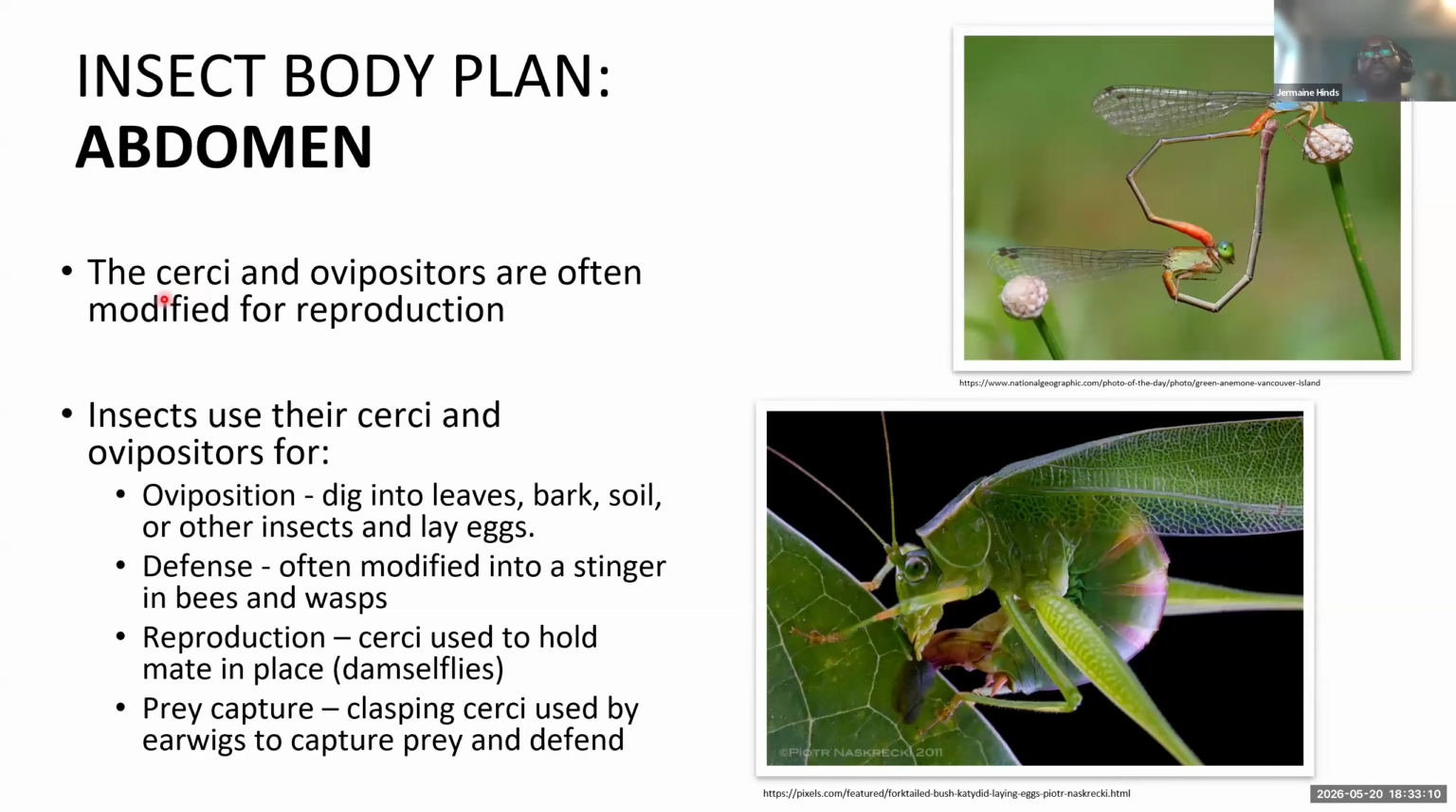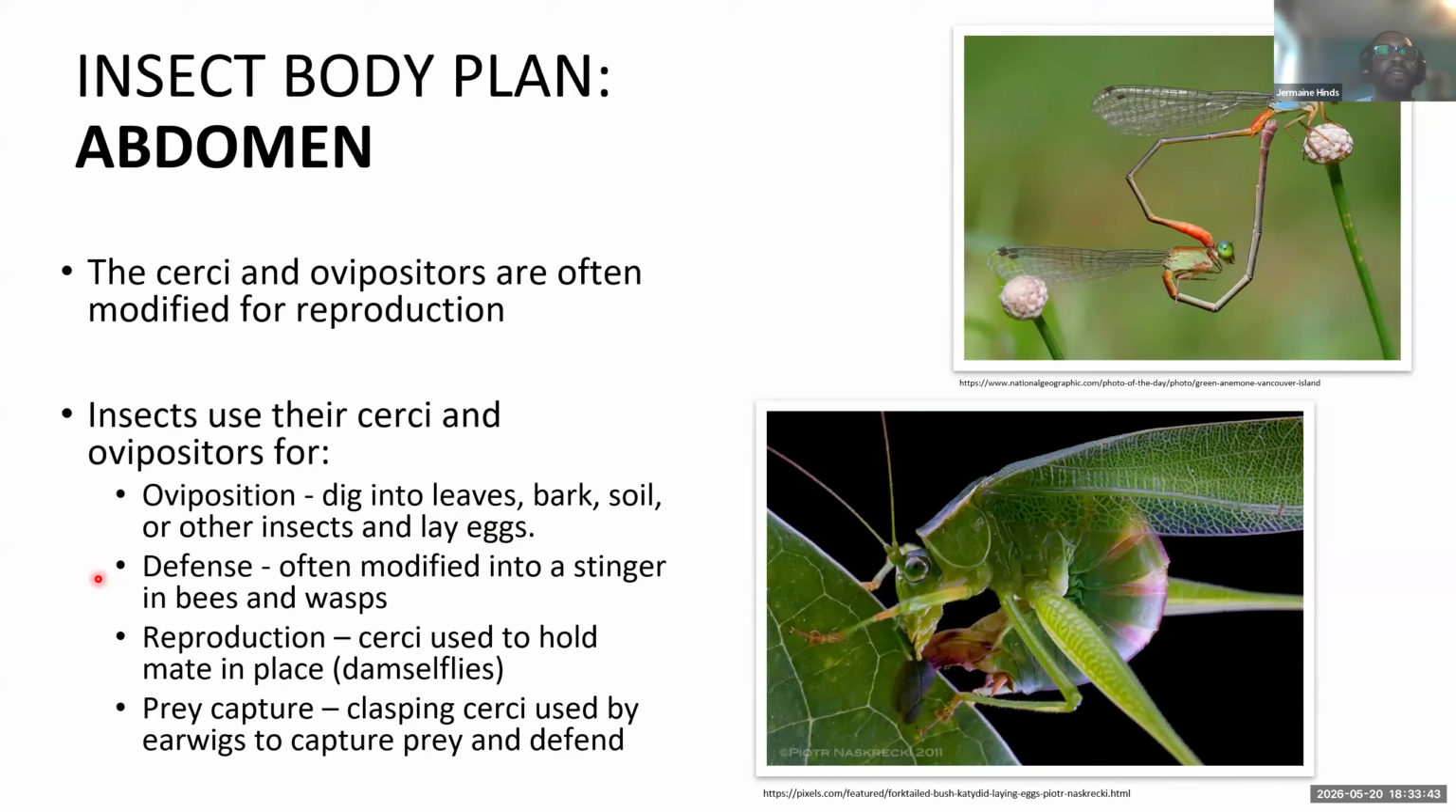The cerci and the ovipositors are often modified for reproduction. Insects use their ovipositors for oviposition. In the example of this katydid, they have a blade-like ovipositor, so they can slice the leaf open and lay an egg into the leaf. When the offspring comes out, they can eat the leaf. Insects can dig into leaves, bark, soil, or other insects. We'll learn about parasitoids later, I think, or in the next class.